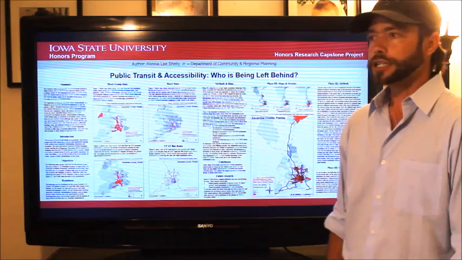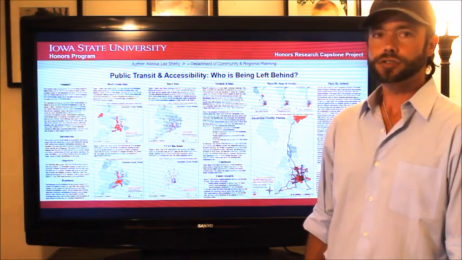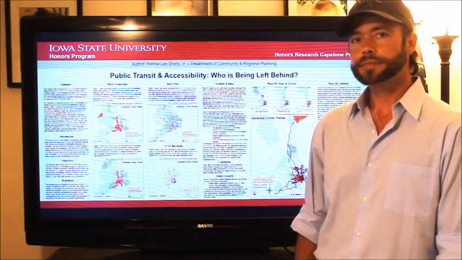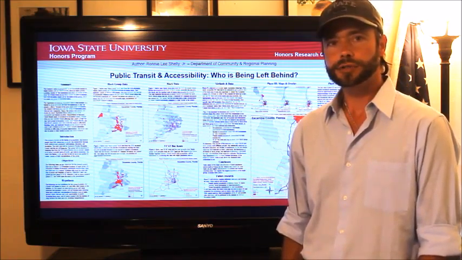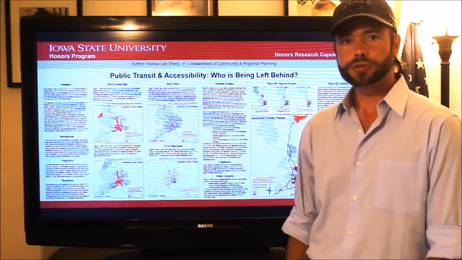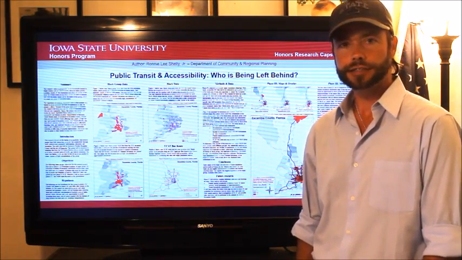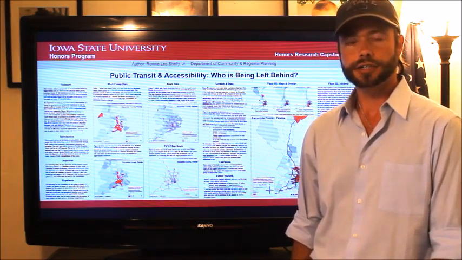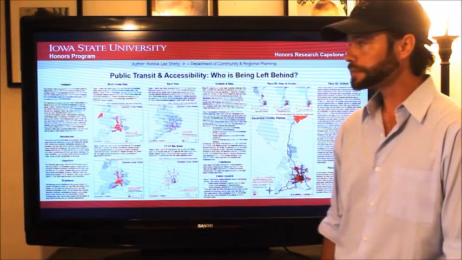For my project, I used the 2010 decennial census data, and I also used ArcGIS to geospatially analyze this data. Since my subgroup doesn't come in a nice neat package within the Census Bureau's data, I had to create an additional subgroup of those three factors. The first factor is households with no vehicle access. Second factor is households earning under $20,000 a year. And the third factor is single female headed households.